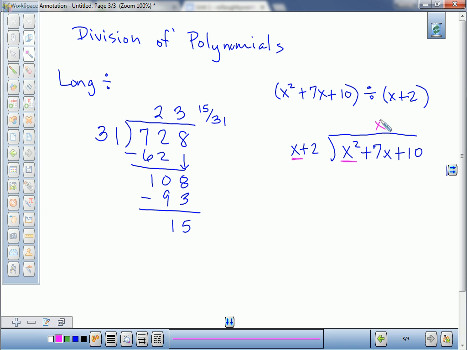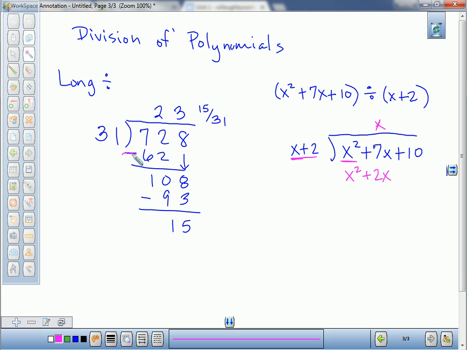Okay? So now, just like this, when I took this times this to get this, I have to take this variable x and multiply by this expression, x plus 2. What is x times x? X squared. What is x times positive 2? Positive 2x. Okay, so just like here, when I multiplied and put the number here, I do the same thing. Multiply and put it here.